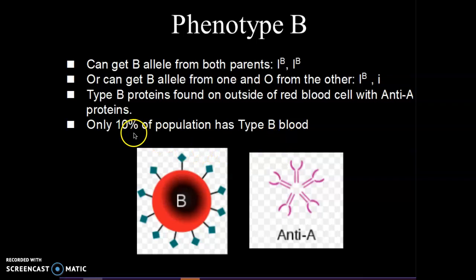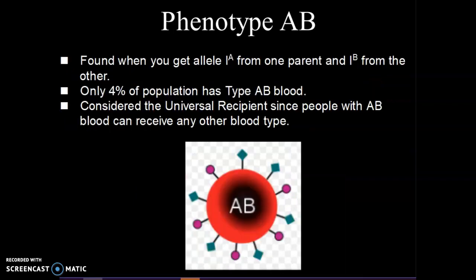This one is a little bit rarer. Only 10% of the population has type B blood. All right, so then the third group, and the only way to receive AB, obviously, is if you get one A from one parent and a B from another parent. There is no other genotype that'll give you AB, and it has to be heterozygous. Very rare. 4% of the population has AB blood.